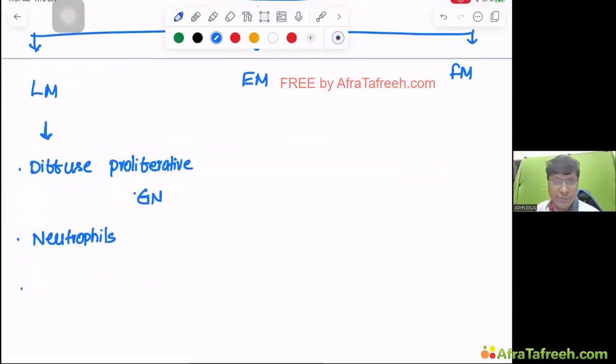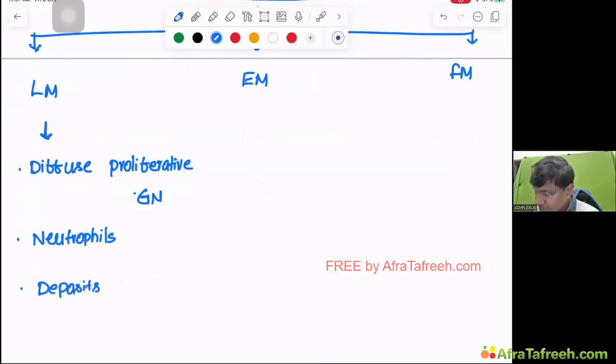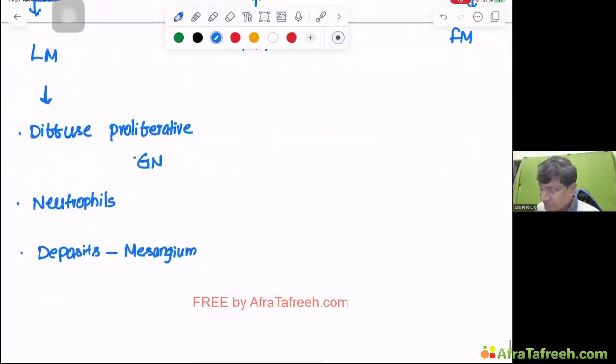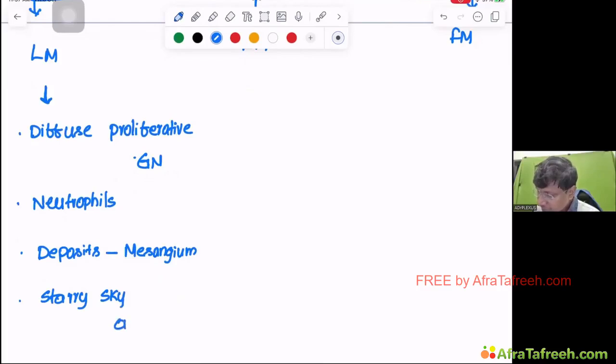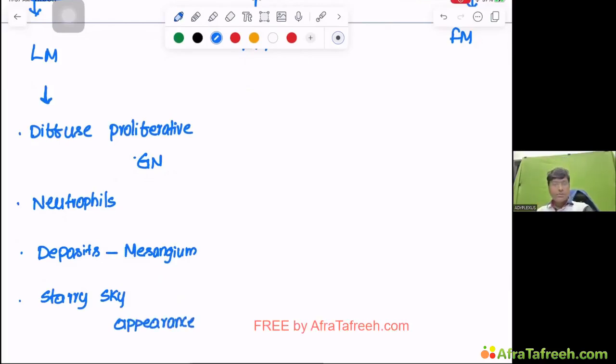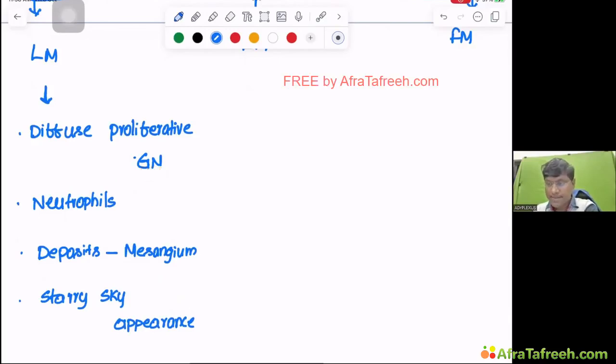And you also have deposits. Where will be these deposits? These deposits are present in the mesangium. So the neutrophils and deposits in the mesangium will give you the characteristic starry sky appearance. So can anyone tell me, starry sky appearance in the CT scan, where will you have? Starry sky appearance in the CT scan. What is the condition? Very good. That is neurocysticercosis. Starry sky appearance in the lymph node biopsy, that is your Burkitt's lymphoma.